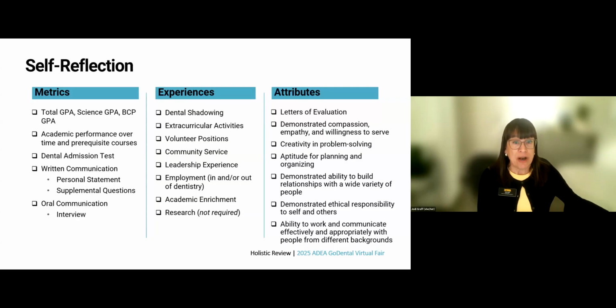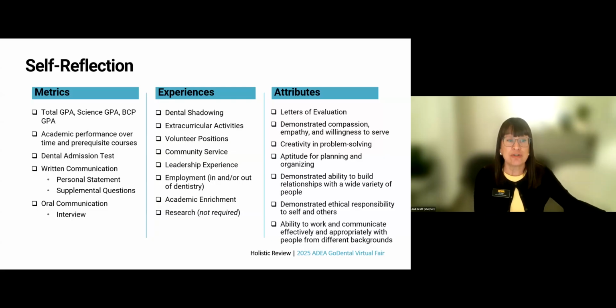First up, admissions committees will look at your GPA as it relates to your total GPA, your science GPA, and also your BCP GPA. Admissions committees are going to look at your academic performance over time and also your prerequisites.